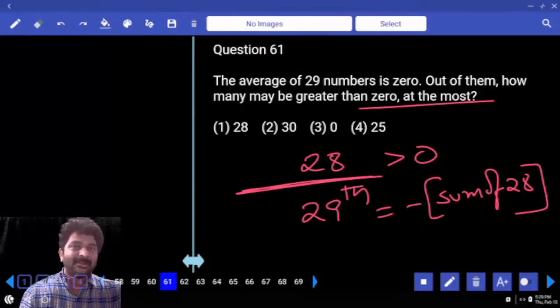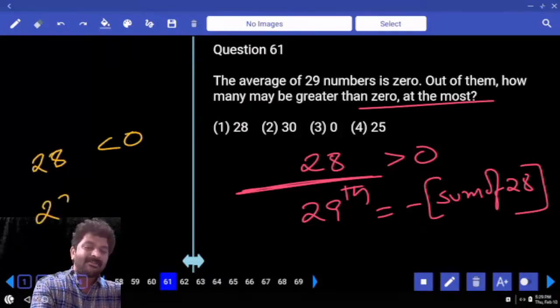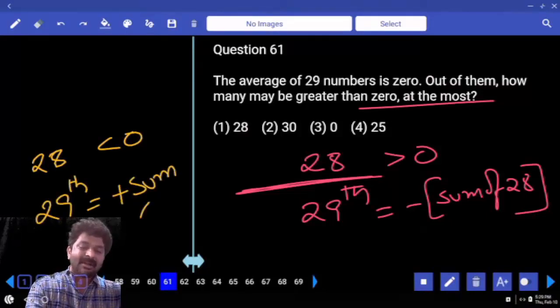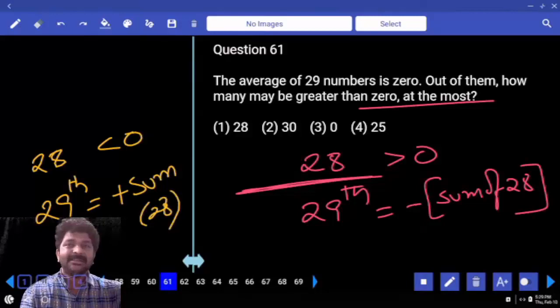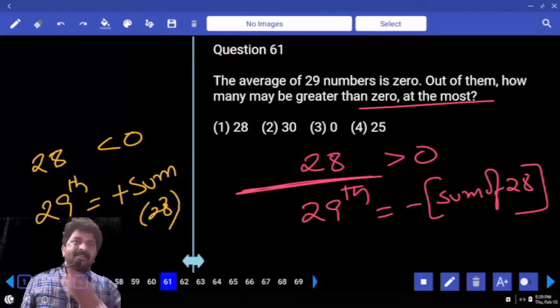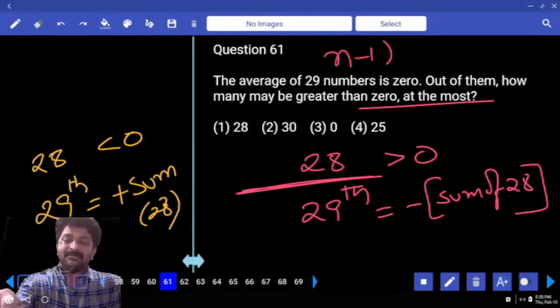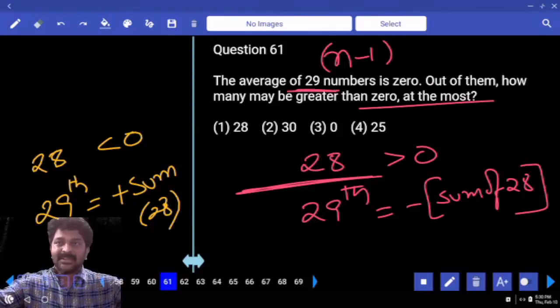At the max, how many negative numbers can be there? 28. Exact reverse approach. I'll take 28 numbers less than 0, and I'll take the 29th number as a positive number, which is equal to the sum of all 28 numbers. Then the sum becomes 0, right? So whether your question is about positive numbers or negative numbers, at the max it can be n minus 1 numbers. Here n value is 29, minus 1 in the sense 28.